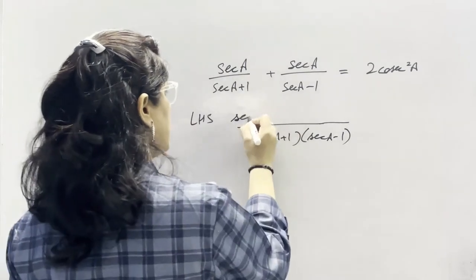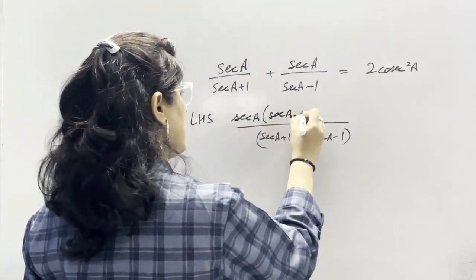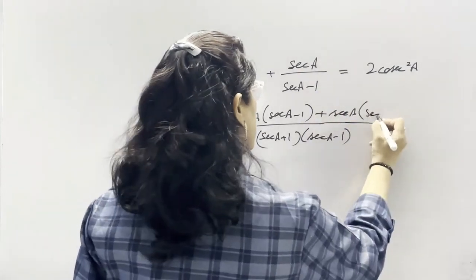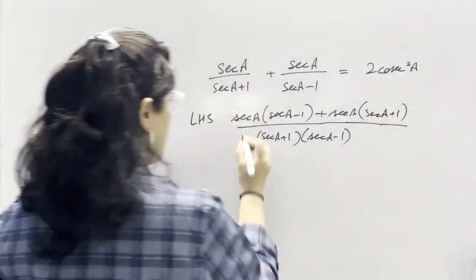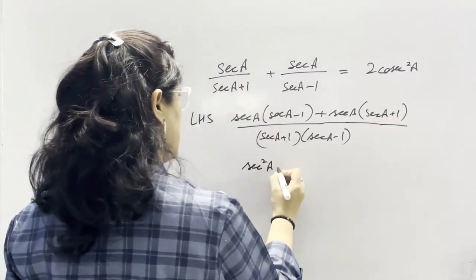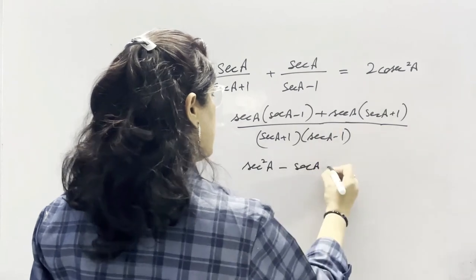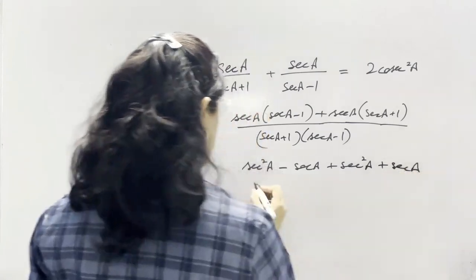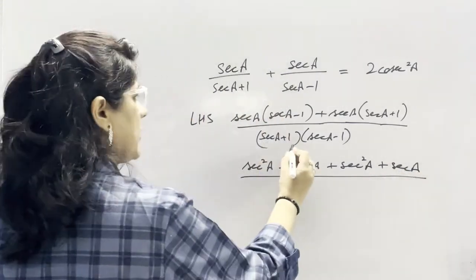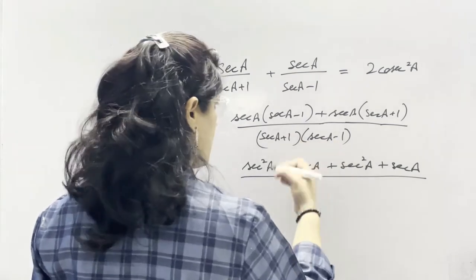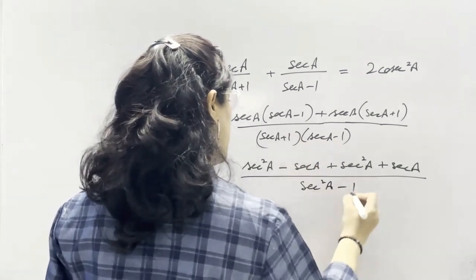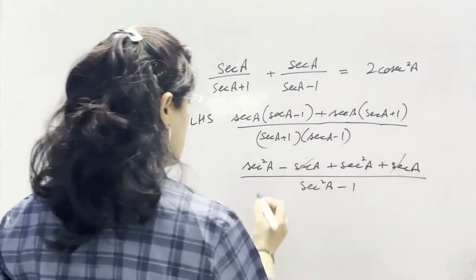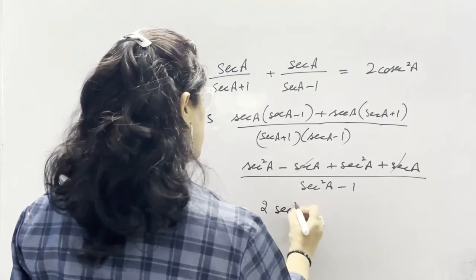Here, multiplying sec a minus 1 and sec a plus 1, we get sec square a minus sec a, and then sec square a plus sec a. In the denominator, (a plus b)(a minus b) means a square minus b square. It means sec square a minus 1. Now the sec a and minus sec a cancel, so it is 2 sec square a.